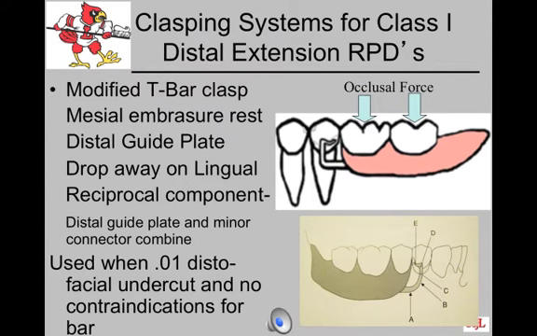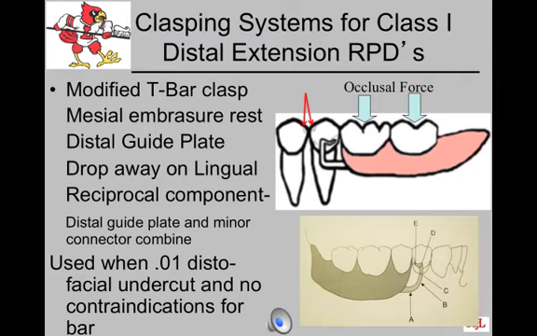One of the 4 clasps for use on the distal extension removable partial denture is the modified T-bar clasp. It has an embrasure rest on the mesial of the abutment tooth next to the edentulous area and a distal rest on the tooth just anterior to it. There is a distal guide plate, and the lingual drops away with the guide plate and the minor connector providing reciprocation in a manner the same as we discussed on that RPI slide.